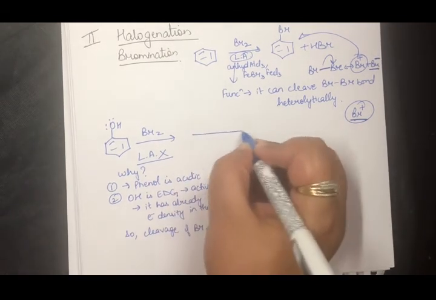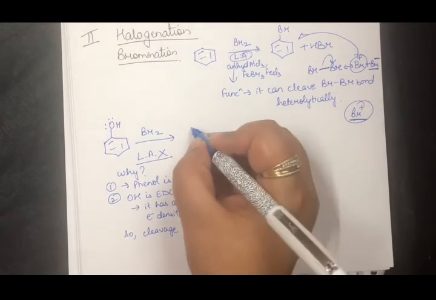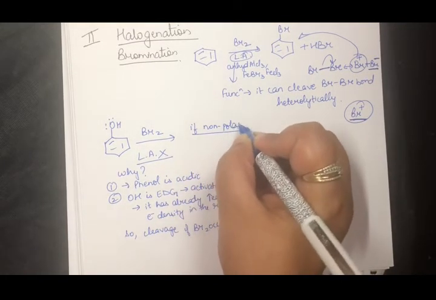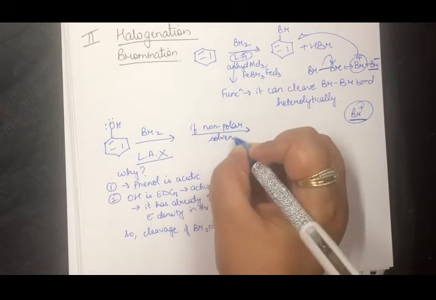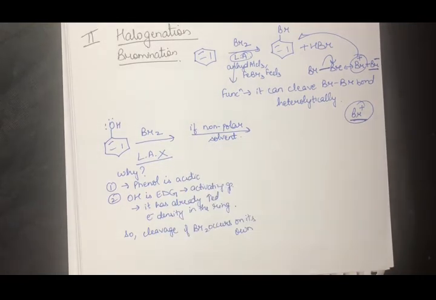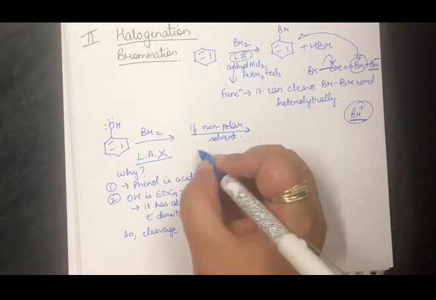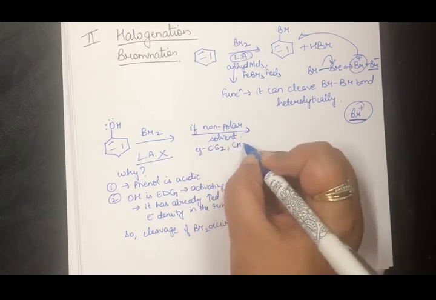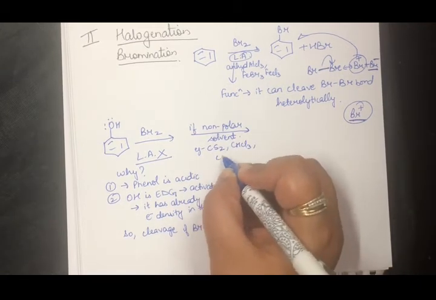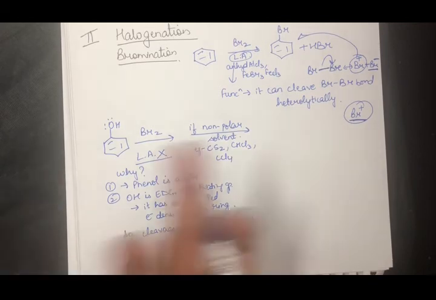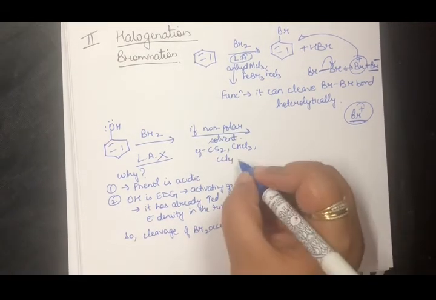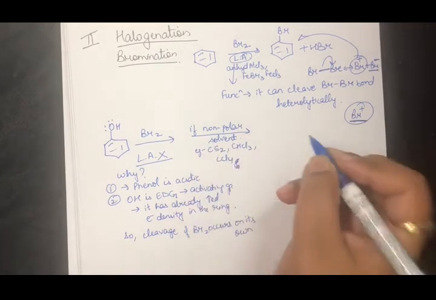Now the second condition, if this reaction is occurring under a non-polar solvent. Now what is a non-polar solvent? A non-polar solvent is a molecule which is non-polar. It doesn't have a permanent dipole moment. For example, I can say carbon disulfide, chloroform, or carbon tetrachloride, any non-polar solvent that you can think of.